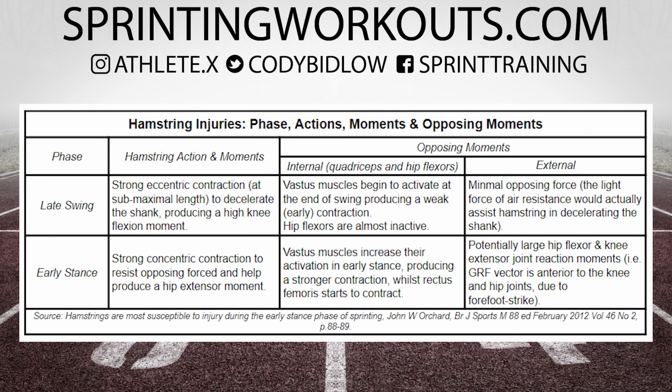So if we think about the hamstring action that's happening during the late swing phase, we have a strong eccentric contraction, generally at submaximal length, meaning the leg does not fully extend when it's on the front side, when that leg has come through to the front side and is going to reverse back down to the ground. The knee does not completely lock out, so the hamstring is undergoing an intense eccentric contraction, but not at maximal length. It's doing this to decelerate the shank or the shin, so as the shin swings forward, the hamstrings are decelerating that, and then they're going to re-accelerate the leg back down to the ground. And this is producing a high force knee flexion moment.